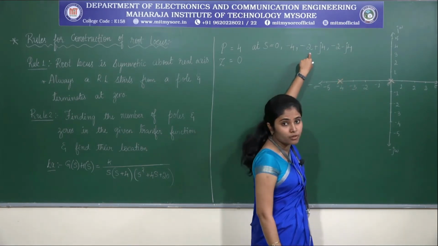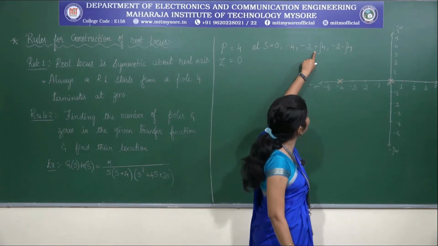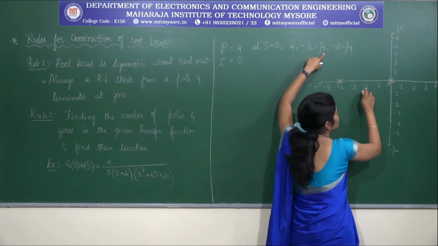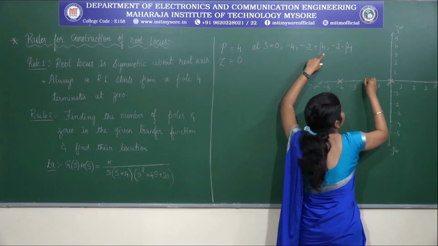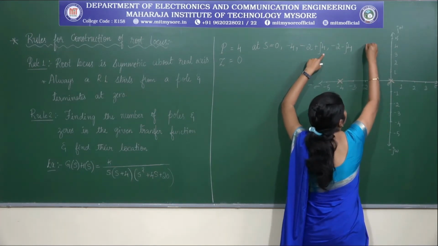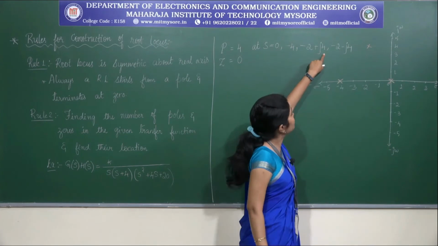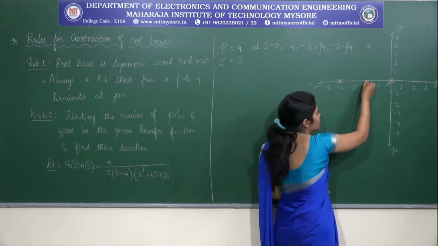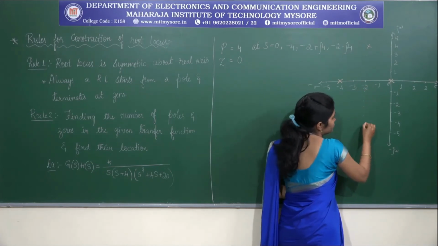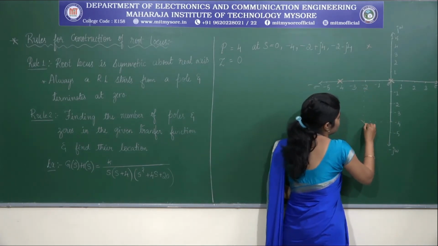And the location of the third pole is at minus 2 plus 4j. Minus 2 plus 4j comes here. And the fourth is at minus 2 minus 4j. Minus 2, minus 4j.